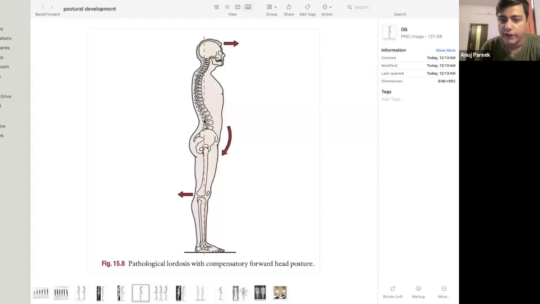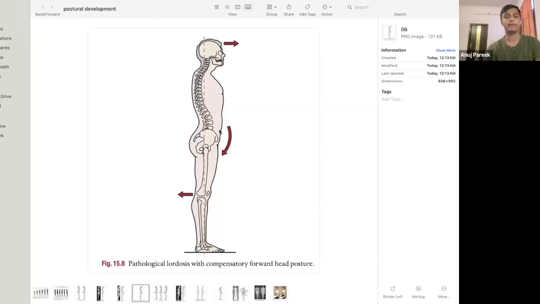So the more arch you have here, the more your knees will go back. And that is one of the situations called Lordosis, where your spine will always hump. The moment you have an arch here, the upper spine will be humped. So what are the practices which we can do to prevent this?